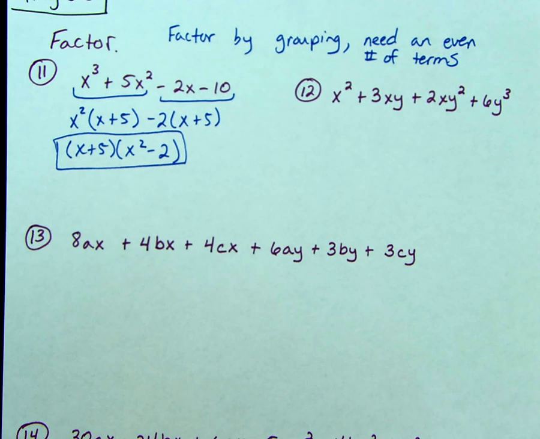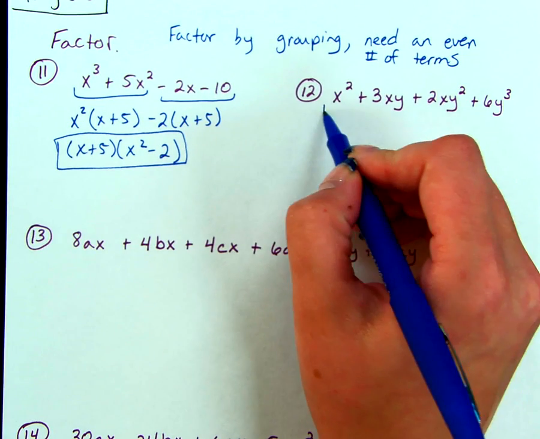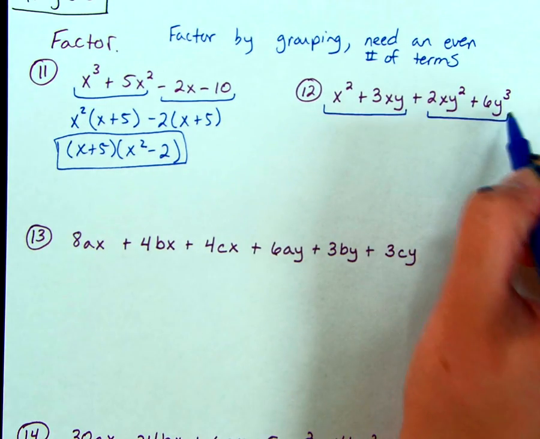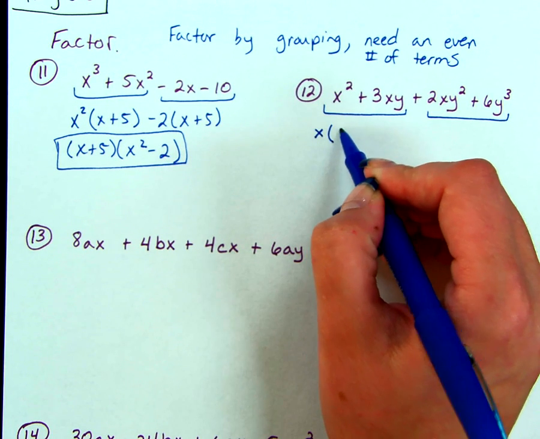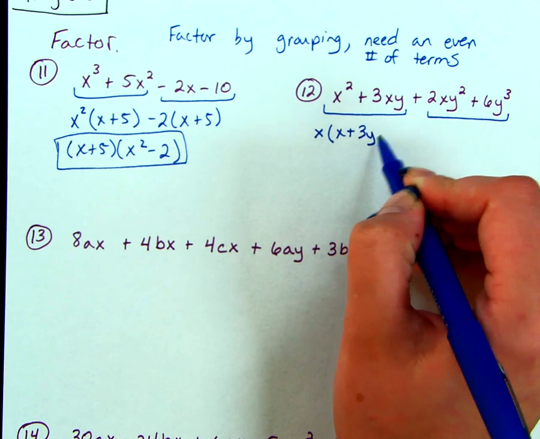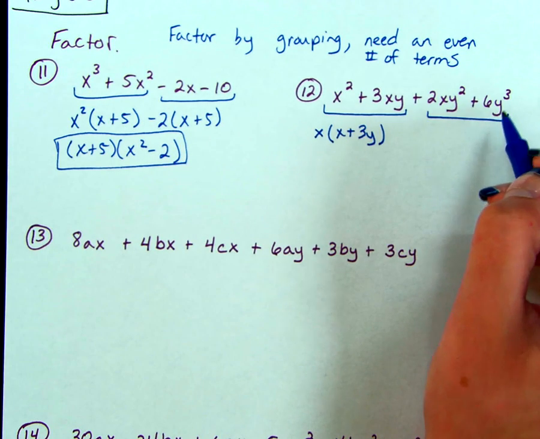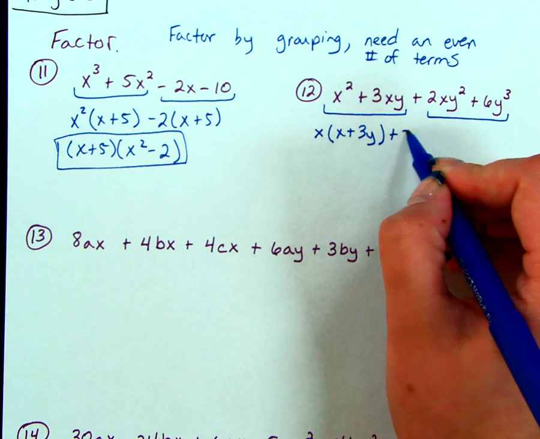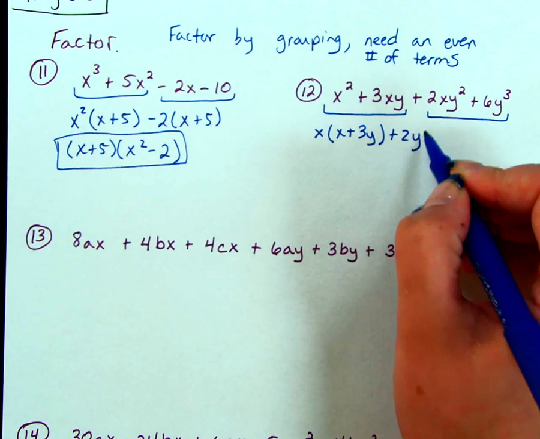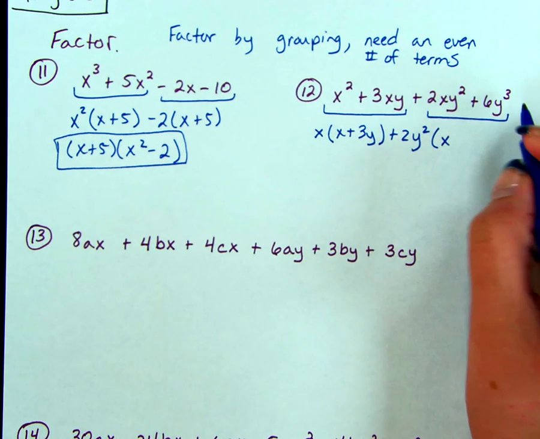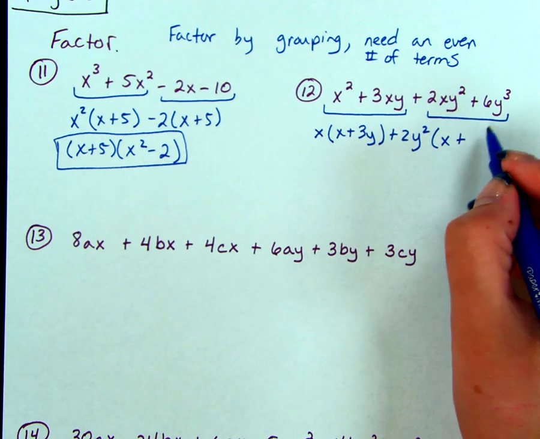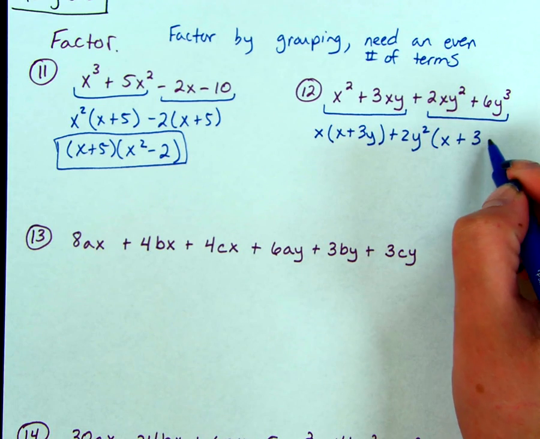All right, problem 12. So again, we have an even number of terms. There is no greatest common factor. So I'm just going to try grouping the first two and the last two. So from the first two, I can factor out an x, and we would have x plus 3y left. And in the second set, I can factor out a 2y squared. So if we do that, we will have x left, and then plus 3y.